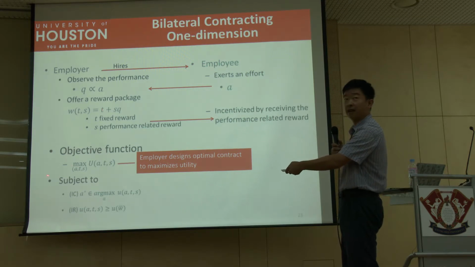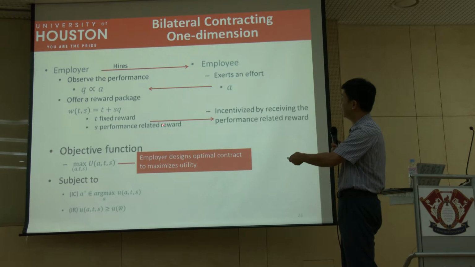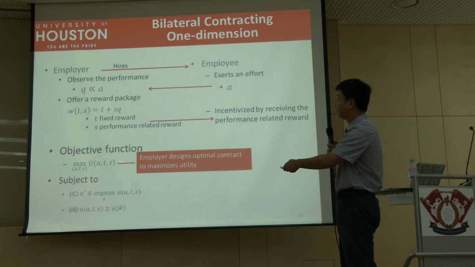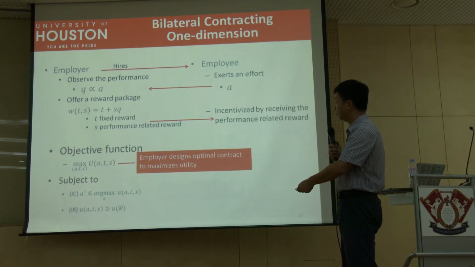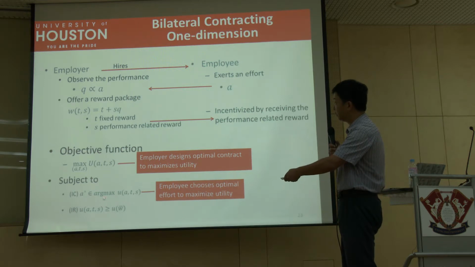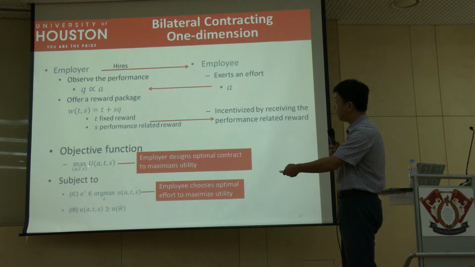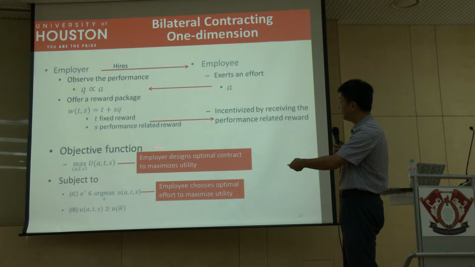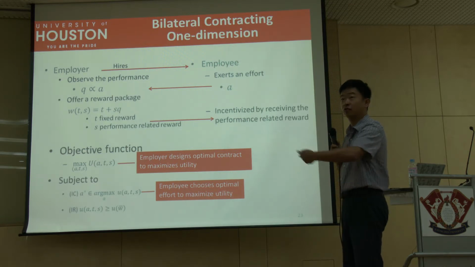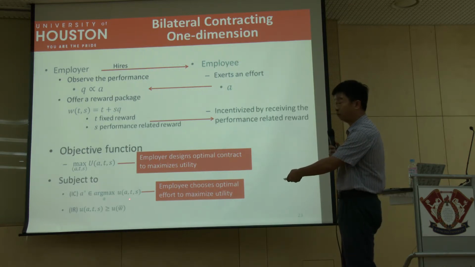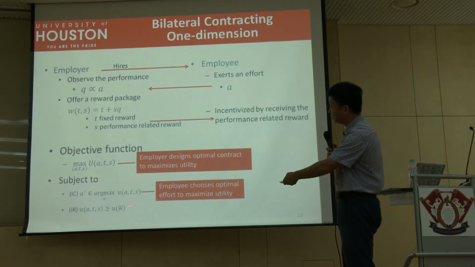As a matter of fact, I don't design the effort A; A is the employee's choice. So I design T and S such that the employee will try to maximize their own utility. This T and S is the contract given to the employee, and then they choose their effort to maximize their payoff.